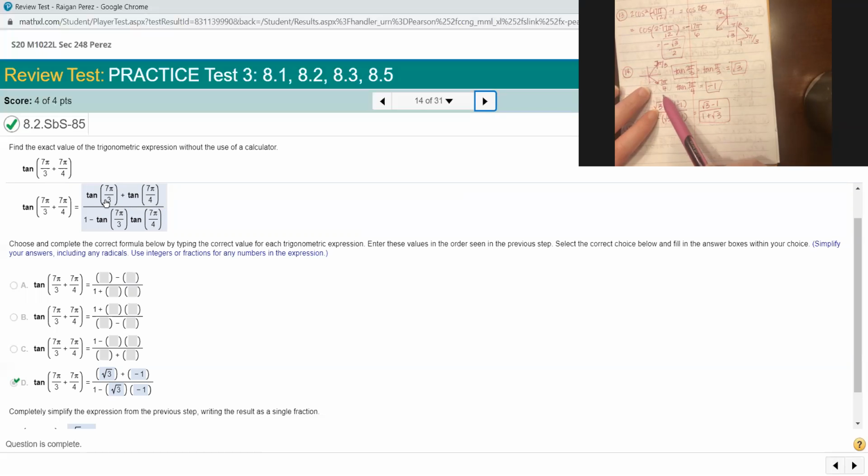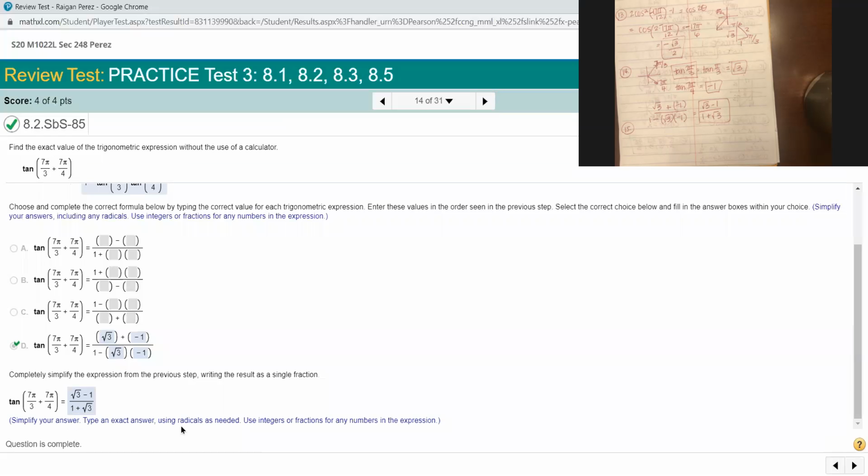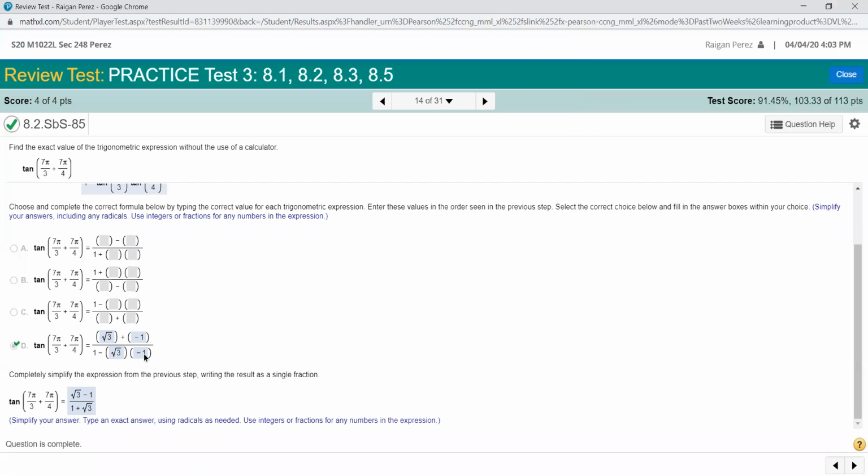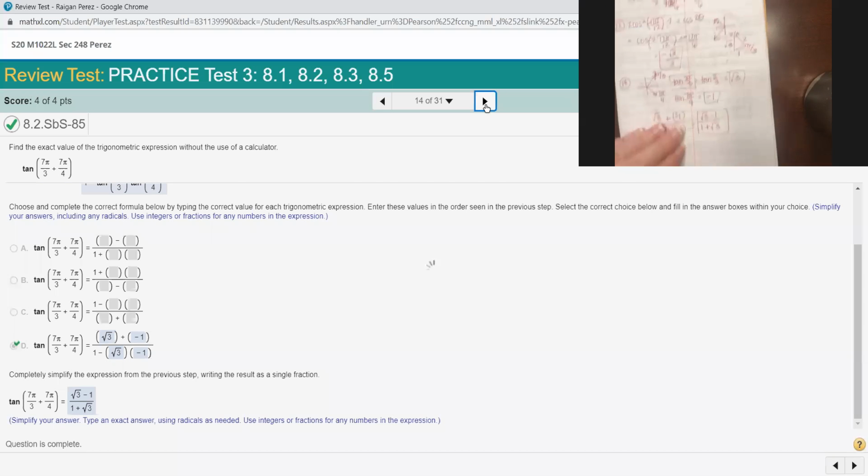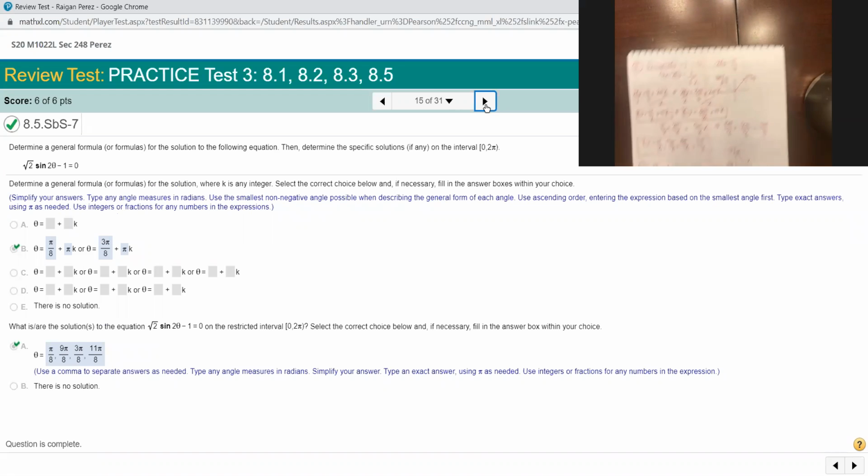7 pi over 4 is in quadrant 4, and tangent of pi over 4 is 1. So because it's in quadrant 4, it's negative. So then just plugging it in, I had to pick D because that's the one that matched the formula. Square root of 3 plus negative 1, and then 1 minus square root of 3 times negative 1. And then the last part was just to simplify. And right here, this negative square root of 3 times negative 1 just became a positive right there. So that's that one.